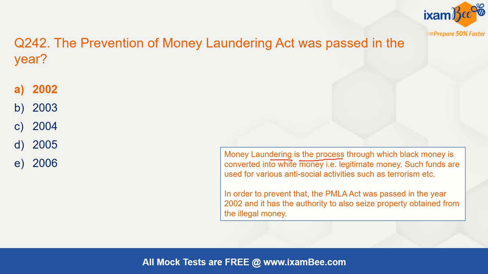Laundering is done to make clothes white. So black money, dirty clothes made white. Money laundering means black money made white. It is the process through which black money is converted into white money, that is legitimate money. Such funds are used for various anti-social activities, maybe terrorism. In order to prevent that, PMLA Act was passed in the year 2002 and it has the authority to also seize property obtained from this illegal money.